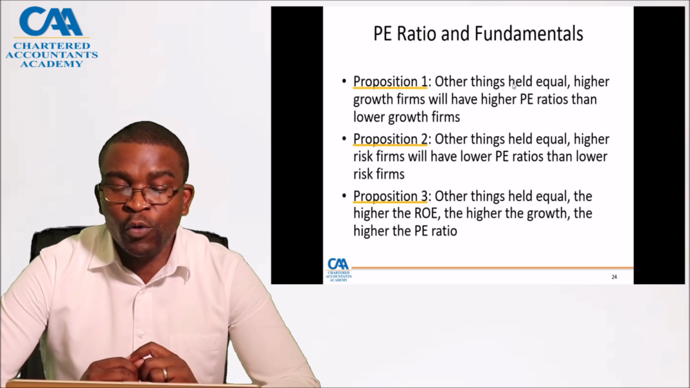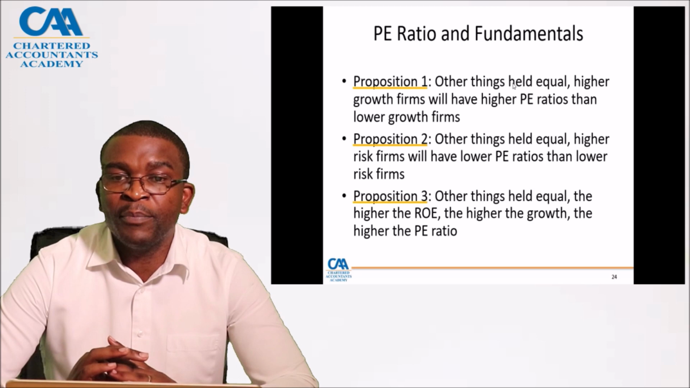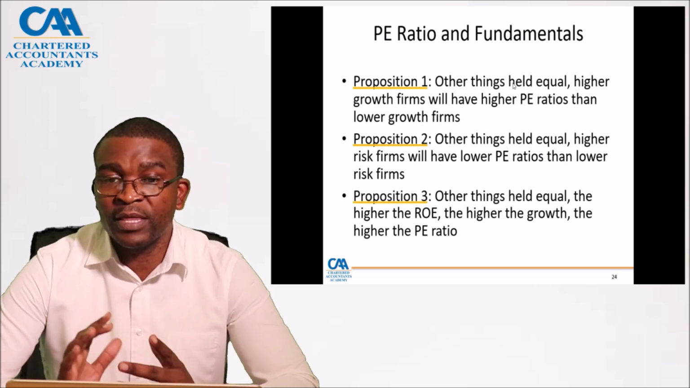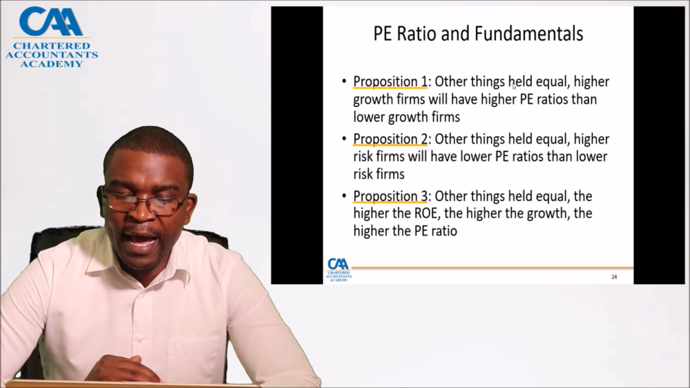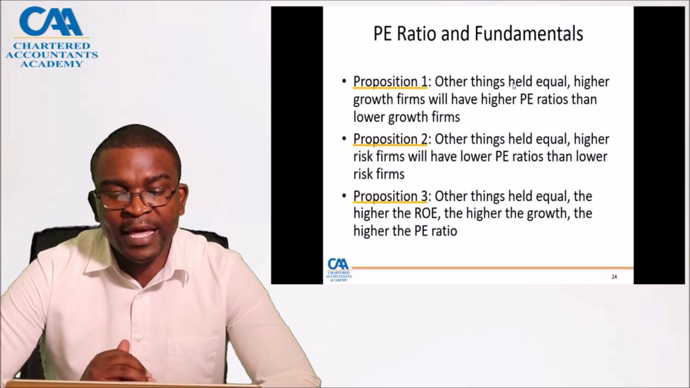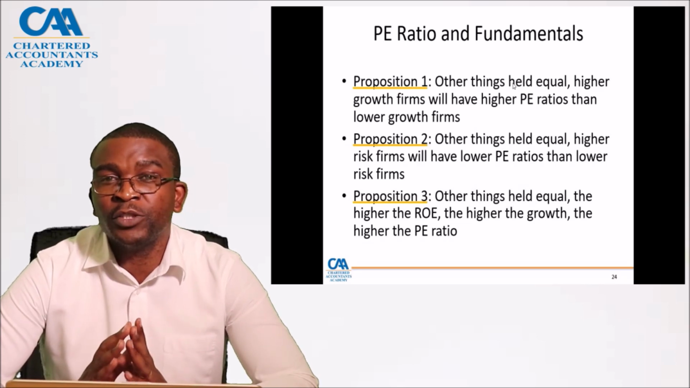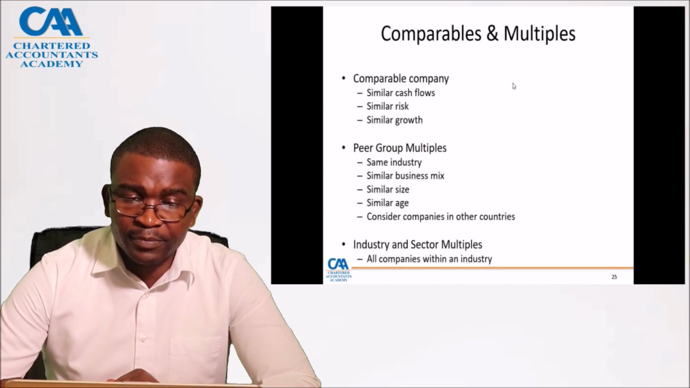Higher risk firms will have a lower PE ratio. Again, I'm going to compare the risk between the two companies. For example, if my own company is overborrowed compared to African Sun, I'm going to adjust my PE downwards. Other things being held equal, the higher the return on equity, the higher the growth and the higher the PE ratio. So that's another fundamental that you look at when you're comparing between the two companies.